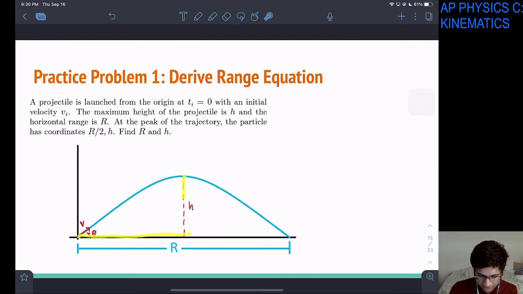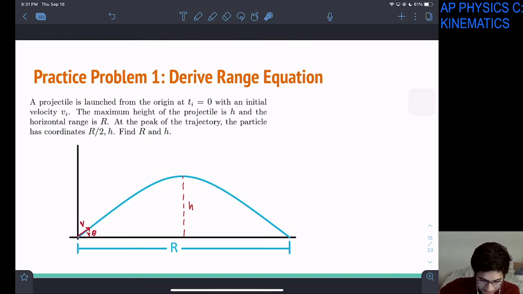r/2, comma h. And we want to figure out what r and h are. So h, of course, is the height. R is called the range, how far we're throwing. Okay, this question is a little daunting at first, but let's break it up. So what are the tricks we're kind of thinking about? We want to split in terms of x and y components, right? So let's think about that.